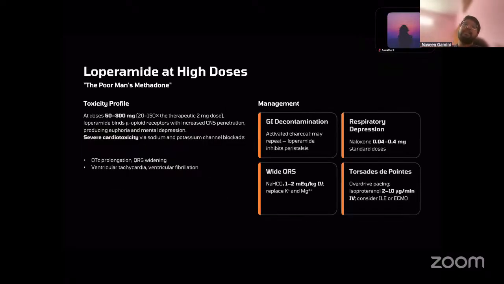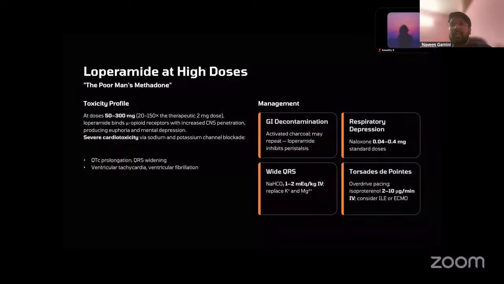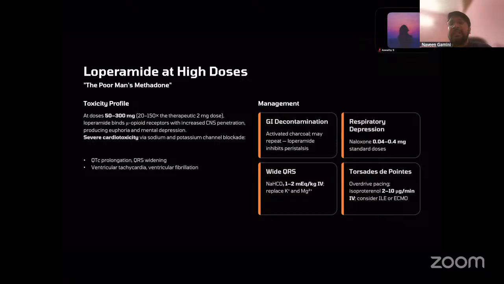Next, most everybody knows about loperamide. It's called poor man's methadone. Regarding the toxicity profile, it produces toxicity at doses of 50 to 300 mg, which is 20 to 150 times the therapeutic dose. The usual therapeutic dose is 2 mg, so if you consume 20 to 150 times that, that is when toxicity can be seen. It causes severe cardiotoxicity via sodium and potassium channel blockade, with QTc prolongation, QRS widening, and it can also cause ventricular tachycardia and ventricular fibrillation.